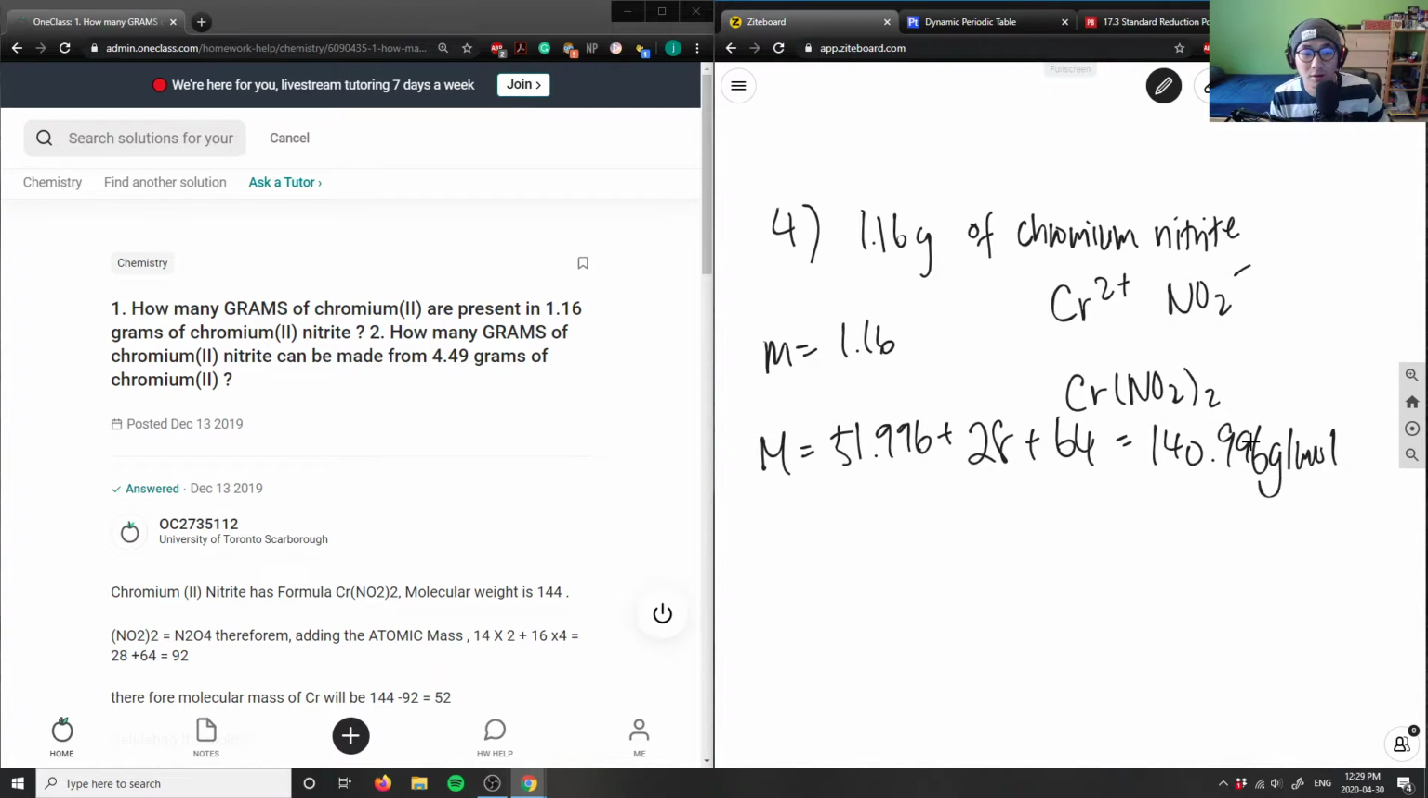And then also, so this is my molar mass here, and I'll find moles specifically, right? Moles of the entire compound here, so I get 1.16 here. I'm going to divide it by the molar mass, which is 140.996 here, which would give me a value of 8.227 times 10 to the negative 3 moles here. So this will be my moles of chromium nitrate.